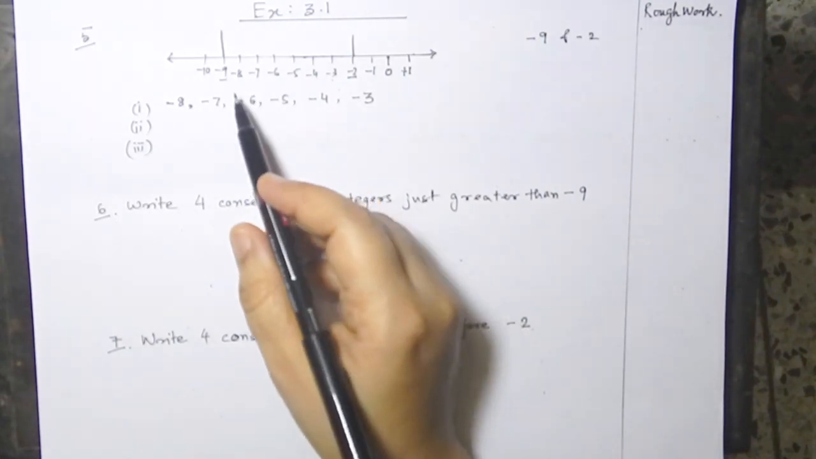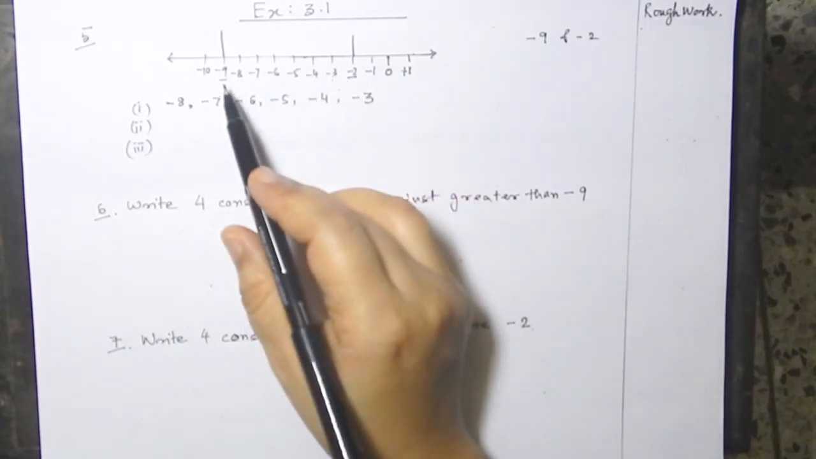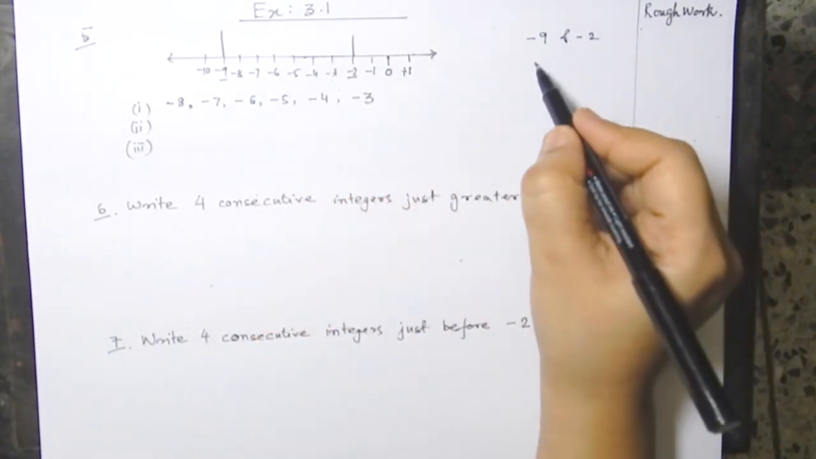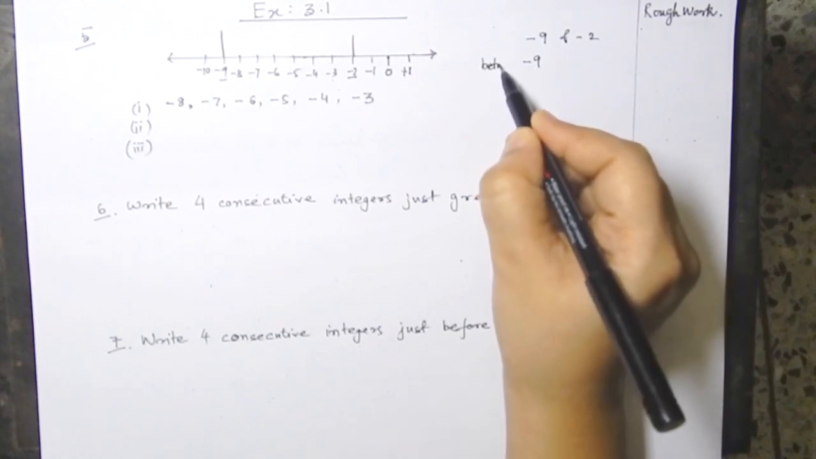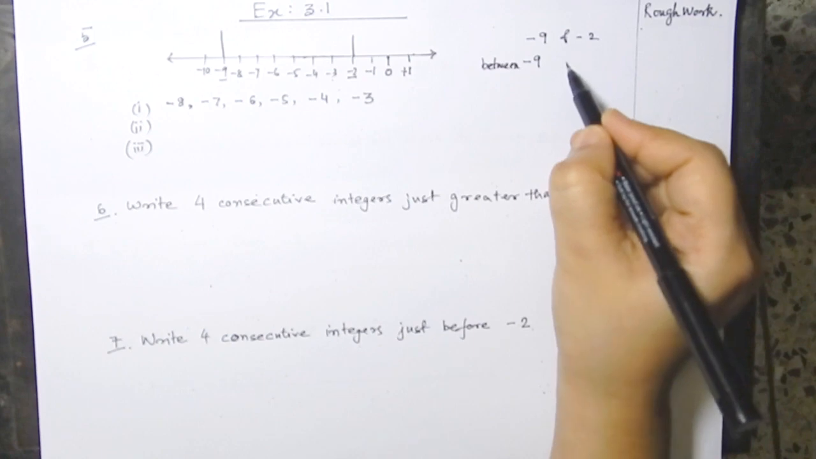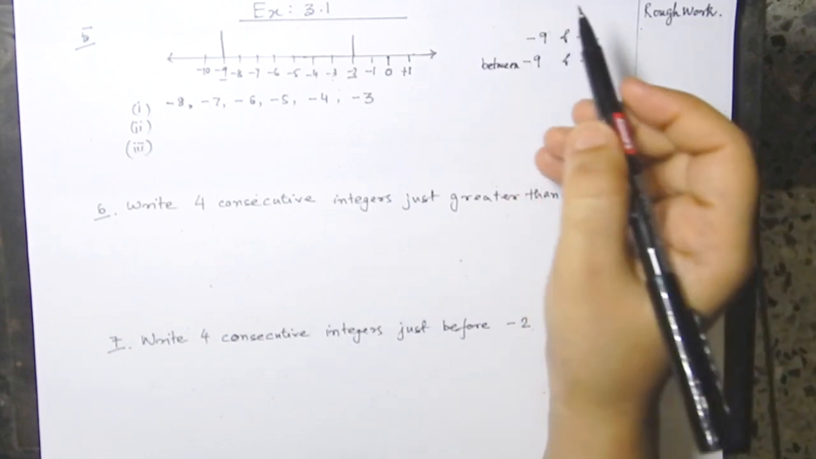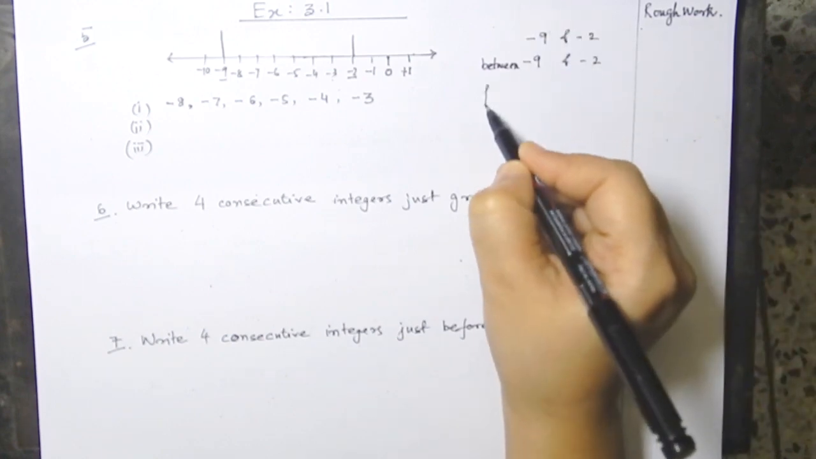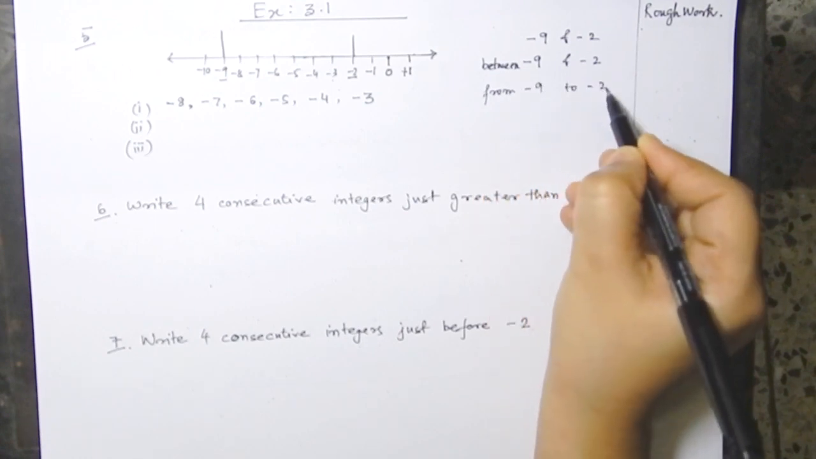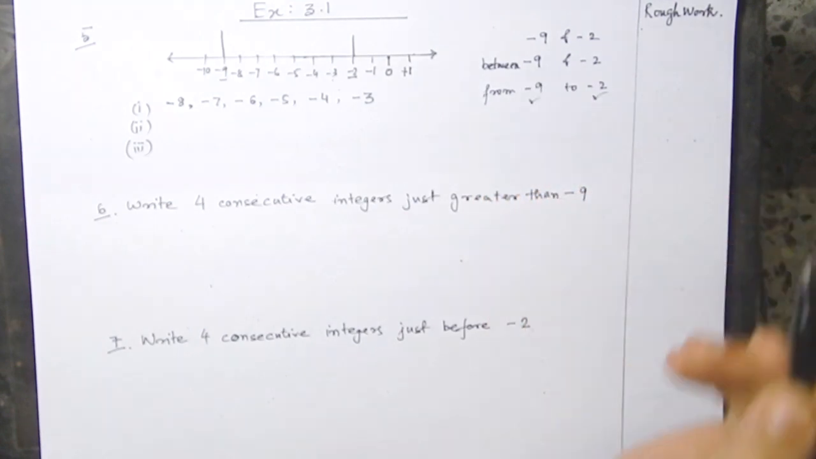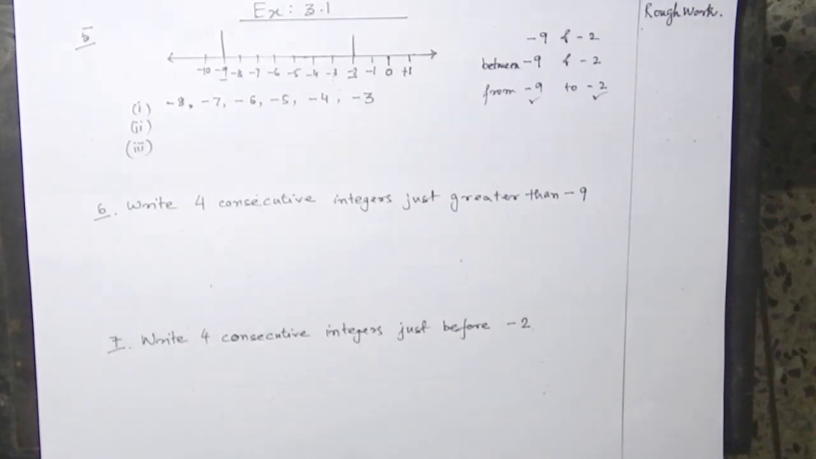Why did I exclude -9 and -2? Because it is given between -9 and -2. But if they had asked you from -9 to -2, then you would have to include these two. So you have to read the question very carefully.